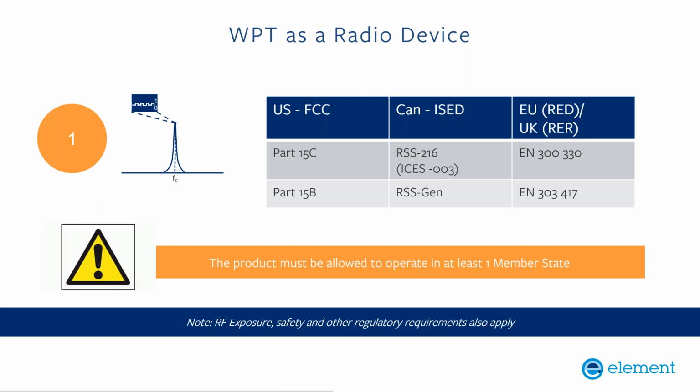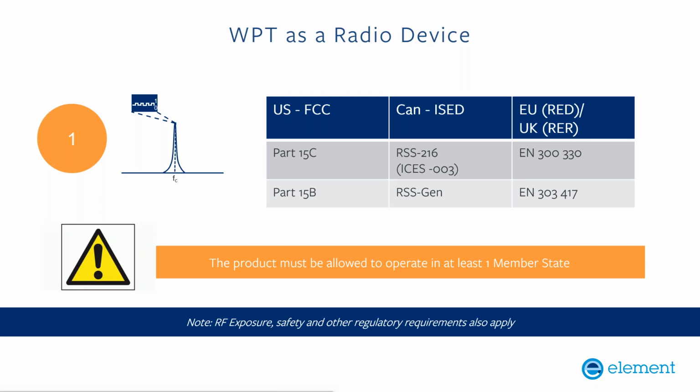In the UK, typically at the moment, most of the WPT radio devices are below 30 megahertz, and we have two standards that could be applied. 300 330, which is a generic inductive coupling short-range device standard, and another standard, 303 417, which is specifically to address WPT.